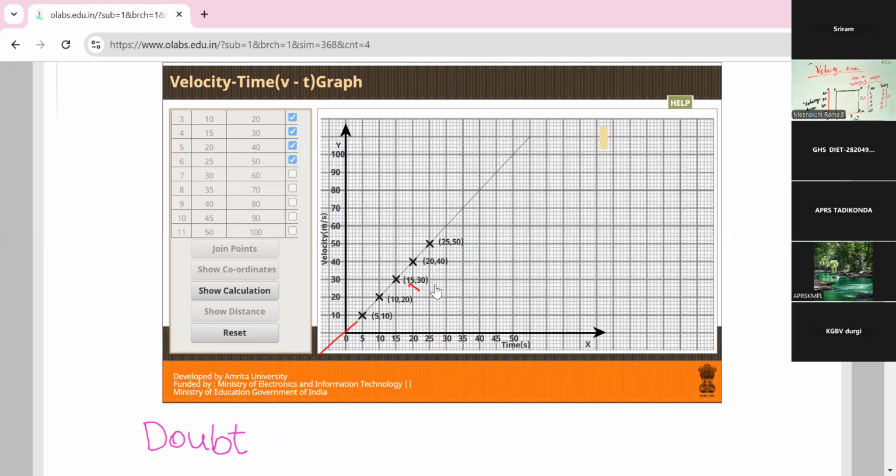Any doubt? Yes, ask me. What is the doubt? One student raised his hand. That is a doubt. Yes, you type that doubt also.